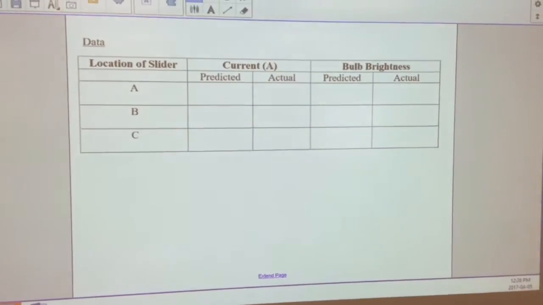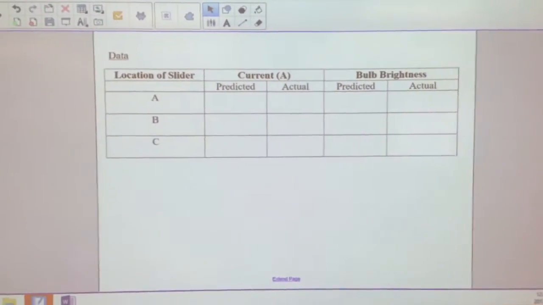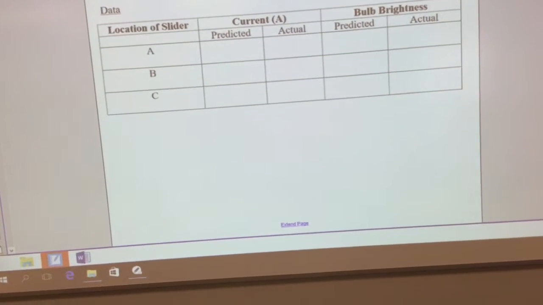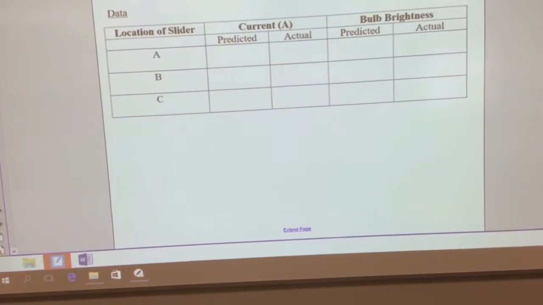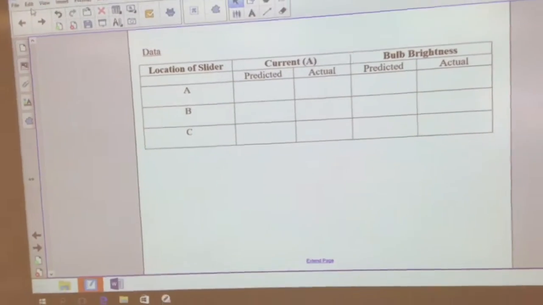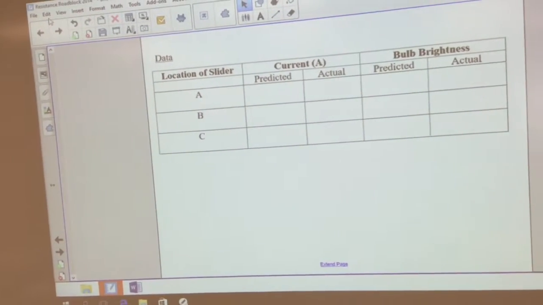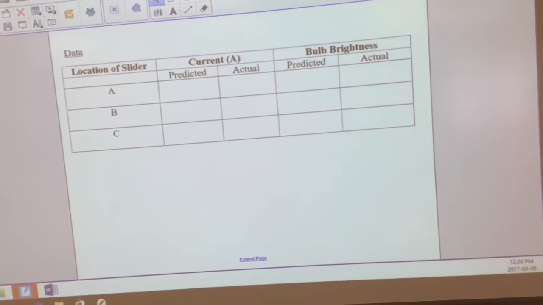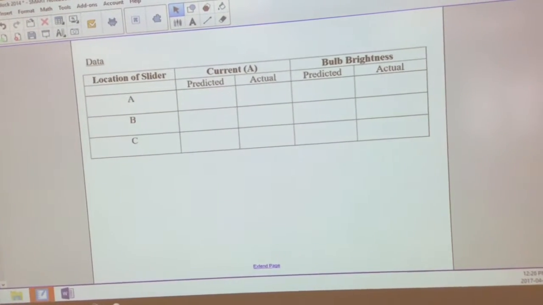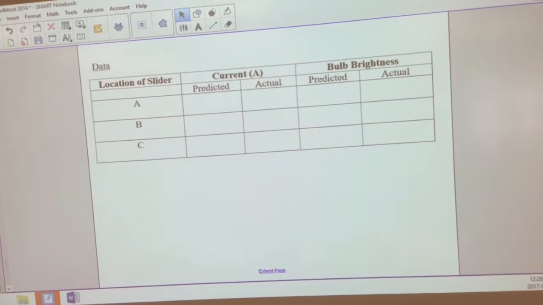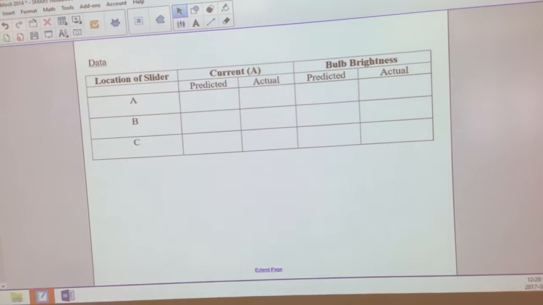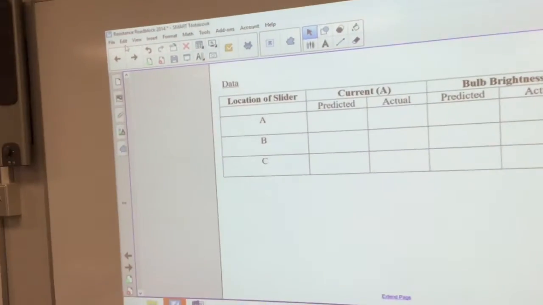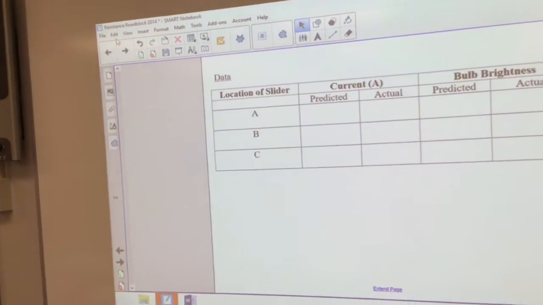That's our data table. Where it says current predicted, you're going to want to predict: do you think the current is going to start low and get high, or start high and get low, as I move that slider and increase the resistance in the circuit? So for A, you're going to say low or high, and for C, the opposite. So it's either going to go low, medium, high, or high, medium, low. You've got to pick.